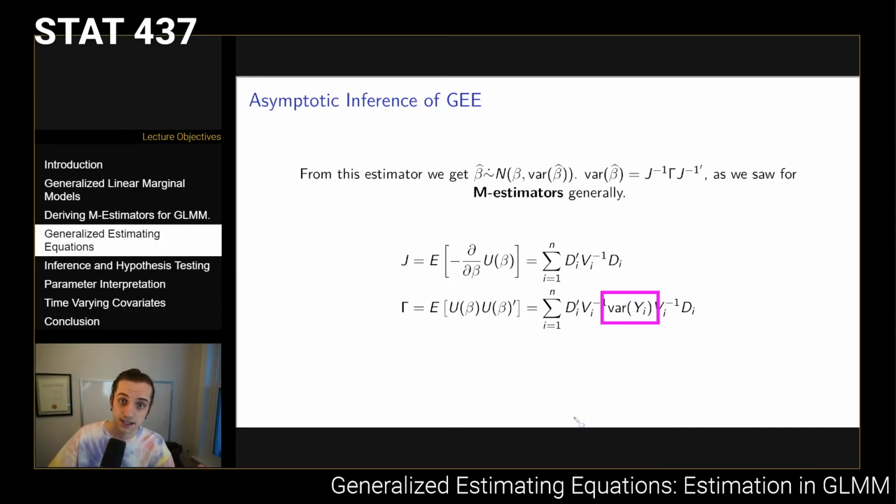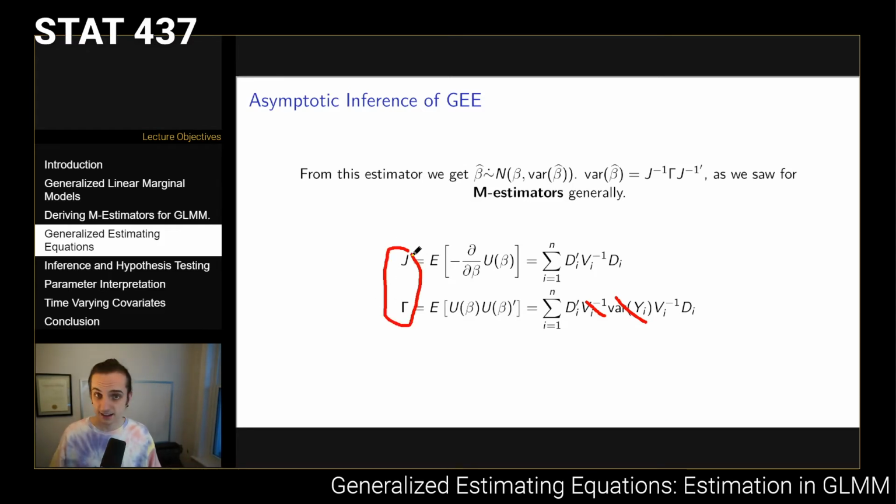This will simplify down quite nicely if you actually have the case that V_i is the same thing as the variance of Y_i, right? Because if V_i is our variance of Y_i, then you're going to get this cancellation between this V_i inverse and the variance of Y_i. And so then it simplifies down, and you'll find that J and gamma in that case are exactly the same matrix. And because of that, when you write this out, we'll have J canceling with gamma, and you'll be left with just J inverse as our variance matrix.